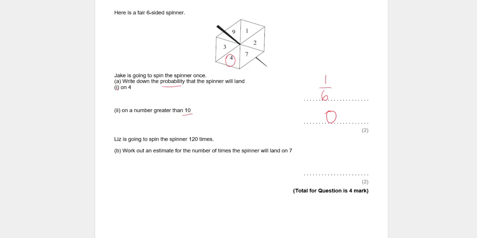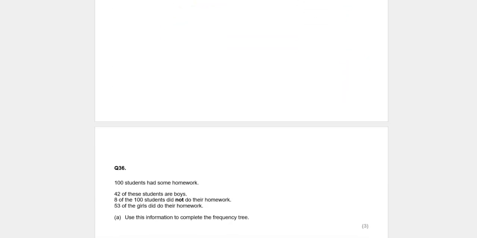Liz is going to spin the spinner 120 times. Work out an estimate for the number of times the spinner will land on 7. First of all, work out the probability of 7. It says 1 out of 6, and we are spinning it 120 times. Because it's a non-calculator question, try to do some mental maths. So 6 goes into 12 twice, so 6 will go into 120, 20 times. The answer is 20. Quick maths. This is easy for marks.